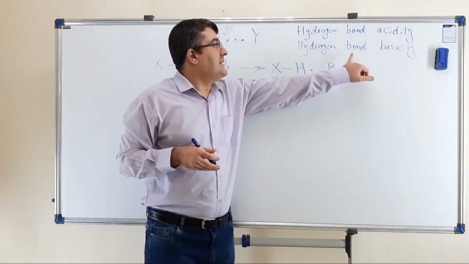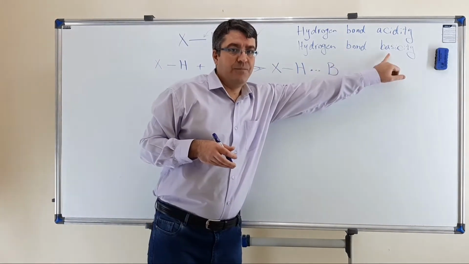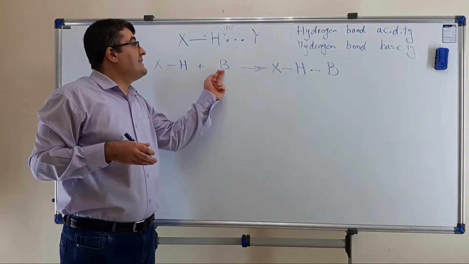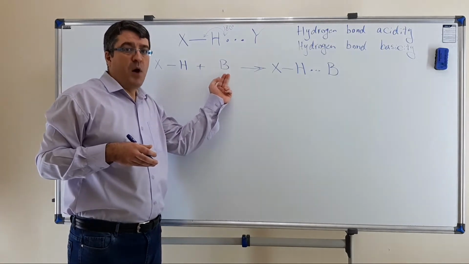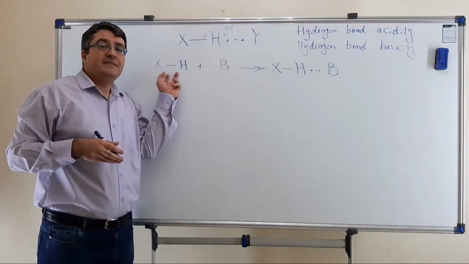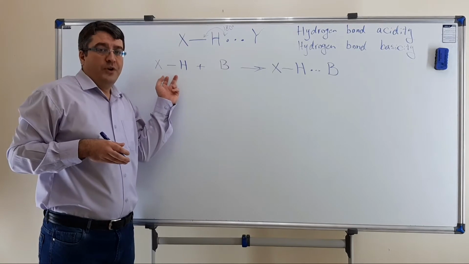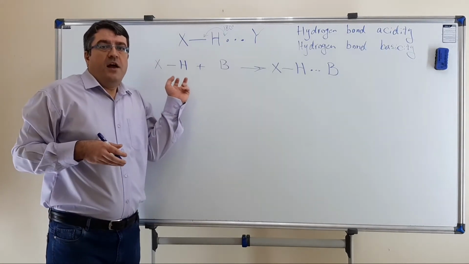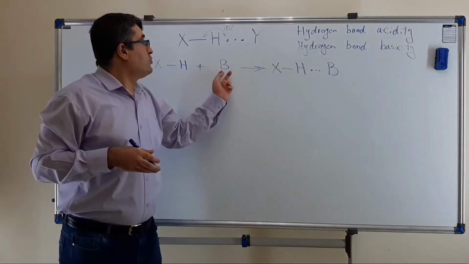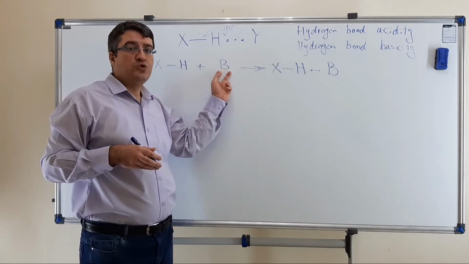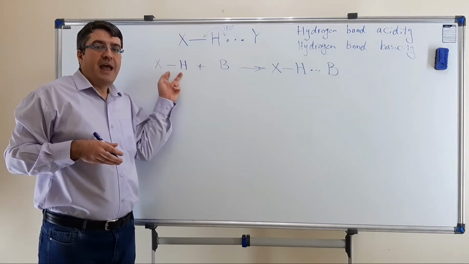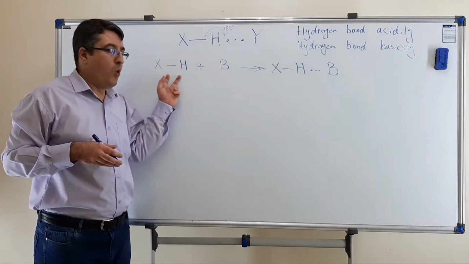In the case of a scale of hydrogen bond basicity, we deal with reactions like these for a series of Lewis bases, hydrogen bond acceptors, and a reference hydrogen bond donor. The obtained values are hydrogen bond basicities of those hydrogen bond acceptors, those Lewis bases, towards that reference hydrogen bond donor.